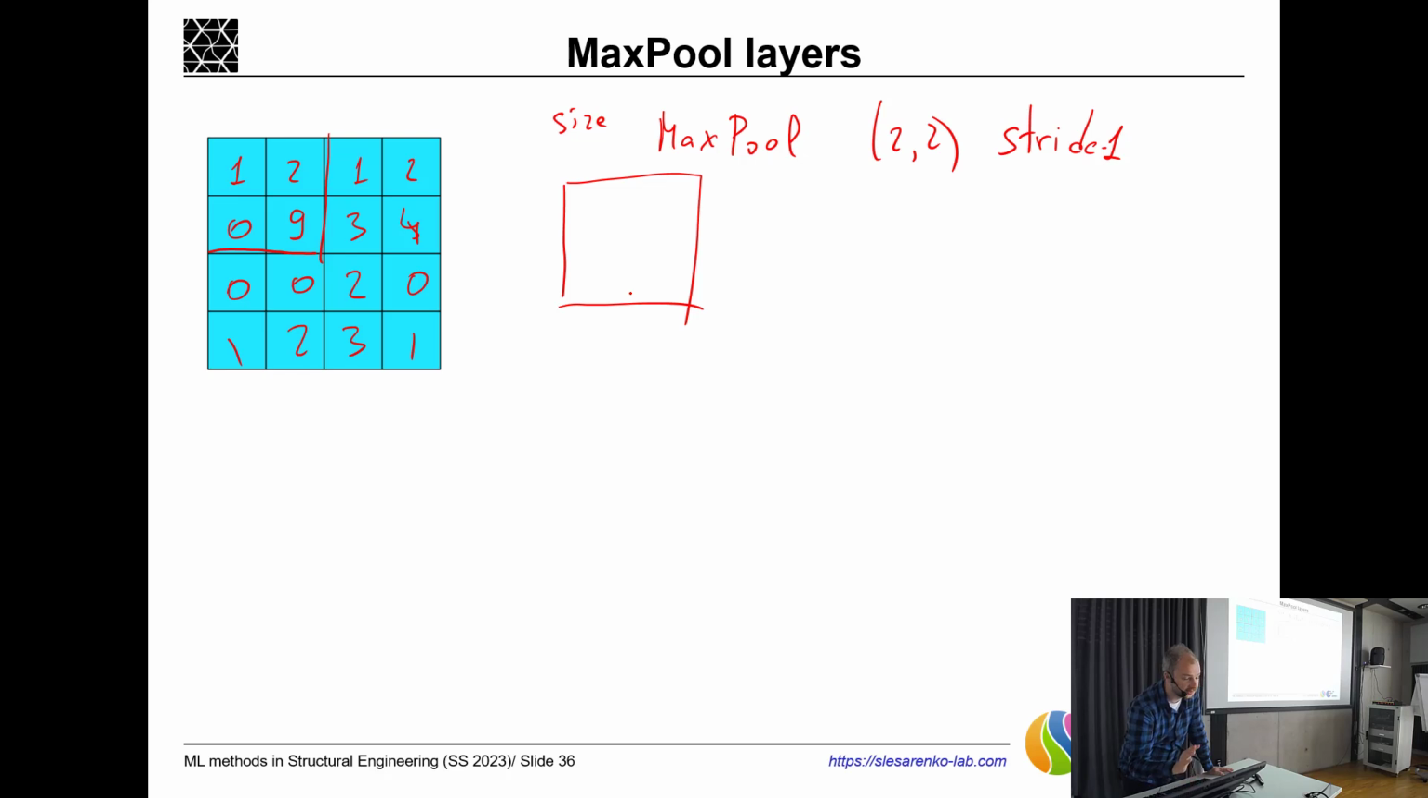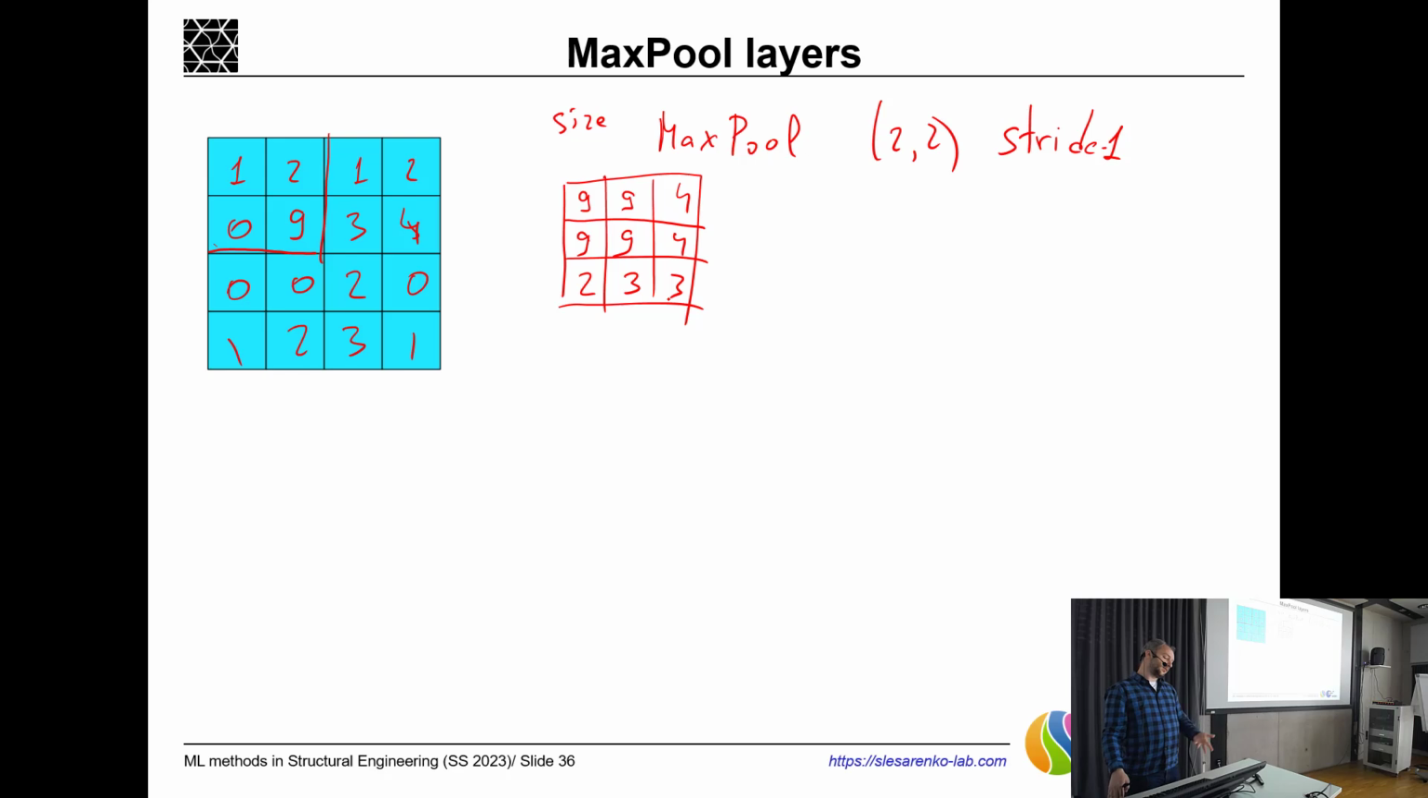So max pooling acts somewhat similar to the convolution, but instead of doing mathematical transformations on linear combinations, it looks at the 2 by 2 square and just takes the maximum. Then it shifts by 1, takes the maximum, and so on. In this case we'll have a 3 by 3 output. It's quite obvious that it will be 9, 9, 4, then 9, 3, 4, 4, and here probably 2, 3, 3. Yes, that would be max pooling.